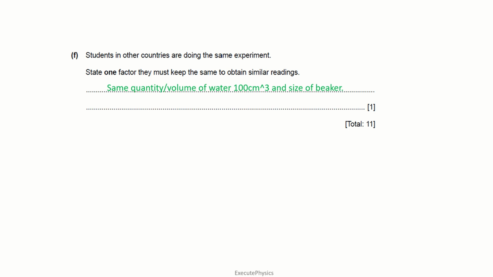Students in other countries are doing the same experiment. State one factor that must be kept the same to obtain similar readings. So it is actually a constant variable. They are asking what constant variables have to be taken into consideration. So you can write any constant variable, either the room temperature, or the same quantity of water, which is 100 centimeter cube, or the size of the beaker. Any one you can specify to get the 1 mark. Okay, one would be sufficient. So that was an 11-mark question on experimental study.